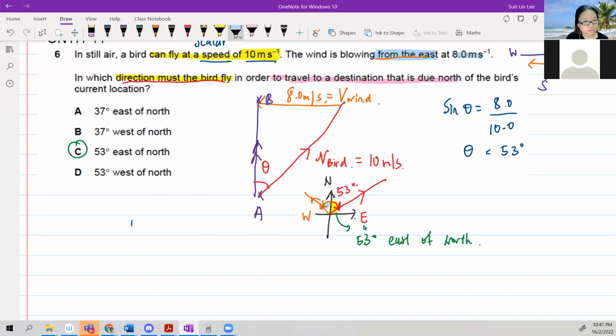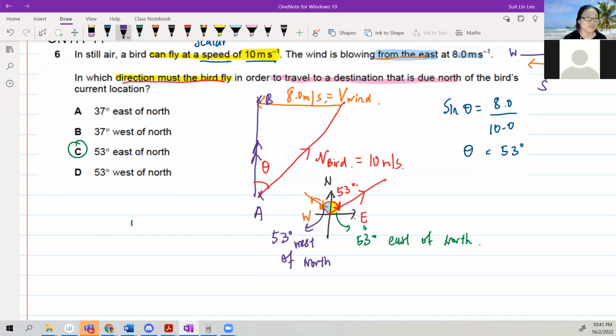This blue angle here, just for practice, is 53 degrees west, because we turn to the west. You imagine you face north and then you turn 53 degrees to the east, or you face north and then you turn 53 degrees to the west. So this is west of north. So this one you have to be able to draw.